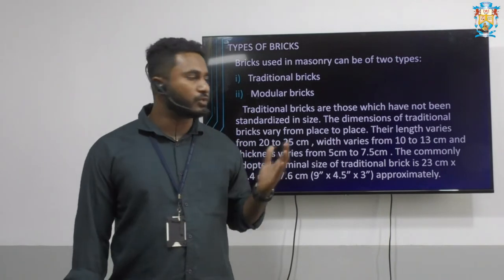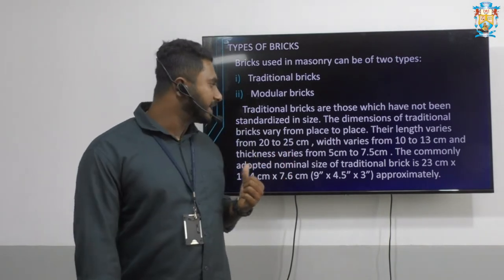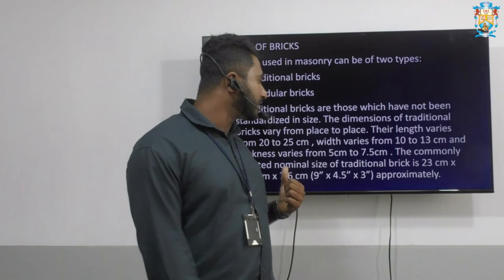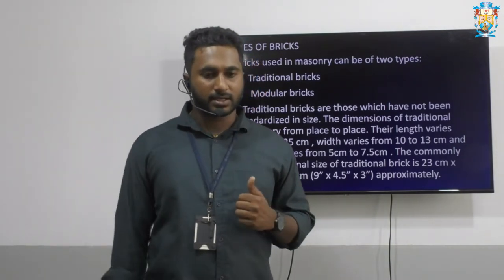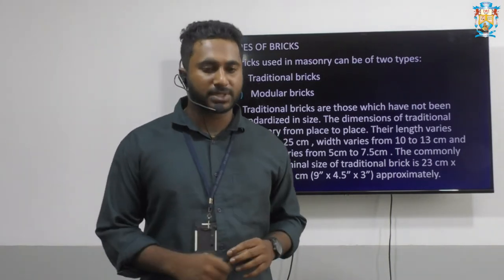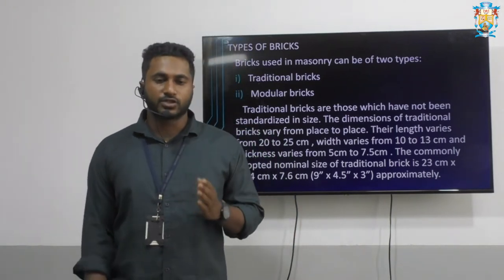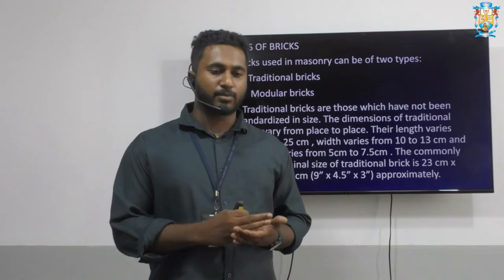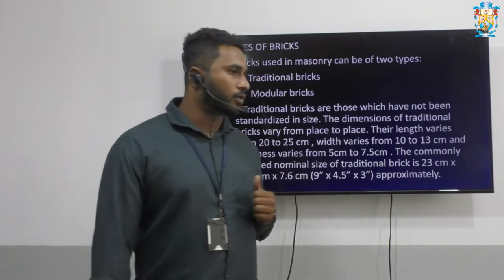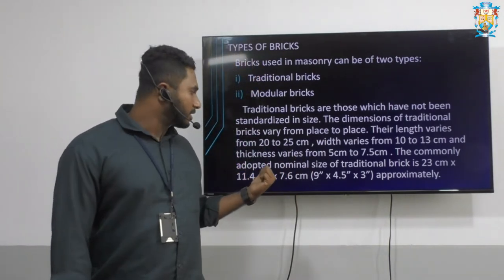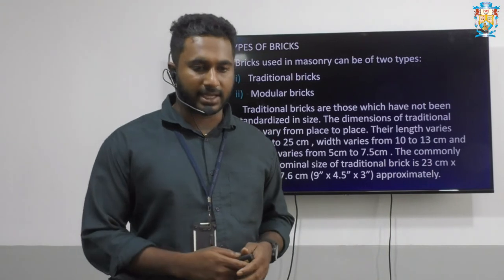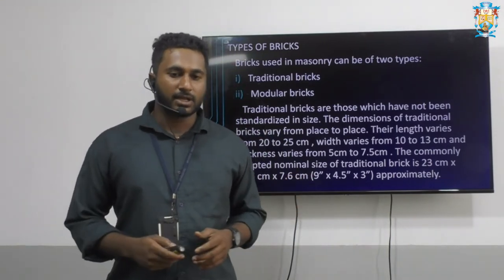Their length varies from 20 to 25 centimeter, the width varies from 5 to 7.5 centimeter, and the thickness varies from 5 centimeter to 7.5 centimeter. The commonly adopted nominal size of the traditional brick is 23 centimeter by 11.4 centimeter by 7.6 centimeter, which comes to approximately 9 inches by 4.5 inches by 3 inches. So that is about the traditional bricks.